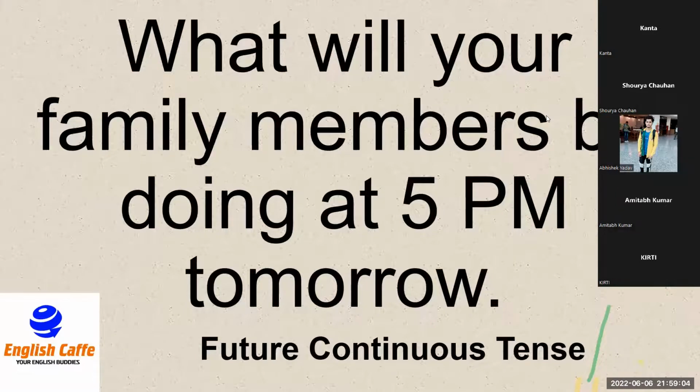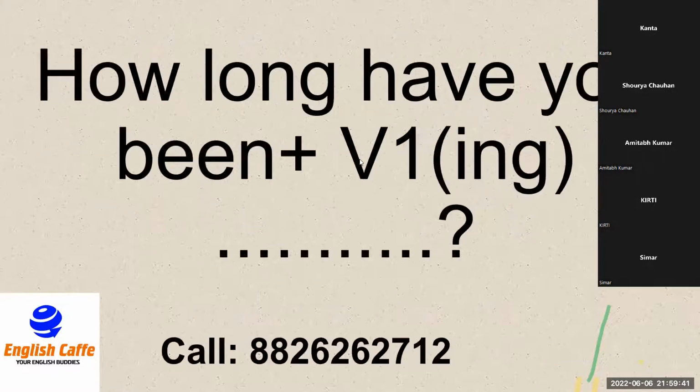So let me ask Abhishek. Abhishek, what will your family members be doing at 5 p.m. tomorrow? My brother will be coming home. Okay. And my father will be doing something at 5 p.m. And my mother will be cooking dinner. Or you can say, my mother will be preparing dinner, my mother will be cooking dinner. You can use these words.